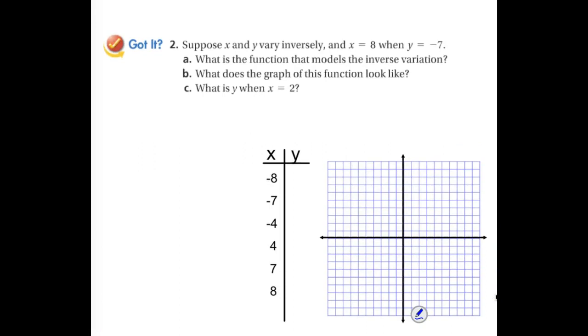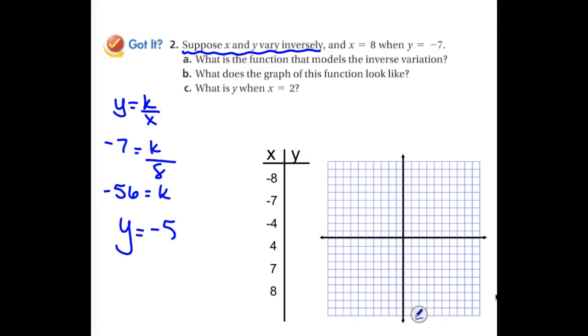All right, our second example of that. Suppose x and y vary inversely. So again, they are telling us the basic framework to use. Inverse variation, y equals k divided by x. Then they are telling us when x is 8, y has to be negative 7. Okay, so we put a negative 7 in for y, we put an 8 in for x. What do we get for our k value? All right, so the model that we would list for this one, y equals negative 56 divided by x.